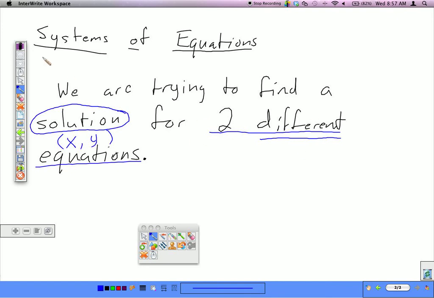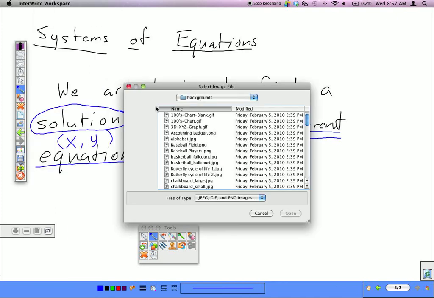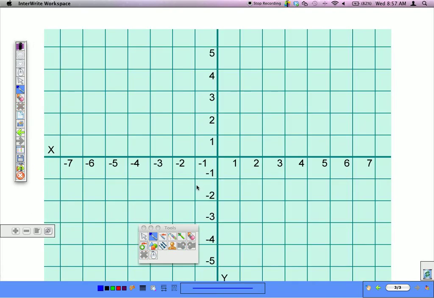Okay? So what we're going to do is get into our toolbox and create an image page that is going to be a graph of an XY axis on the large scale. We're going to open this. I may need to change these coordinates so that we can fit our answers. Since we're going to do 4 problems, we're going to make this page happen 4 times, so you're going to have 4 total graphs that you're going to look at.